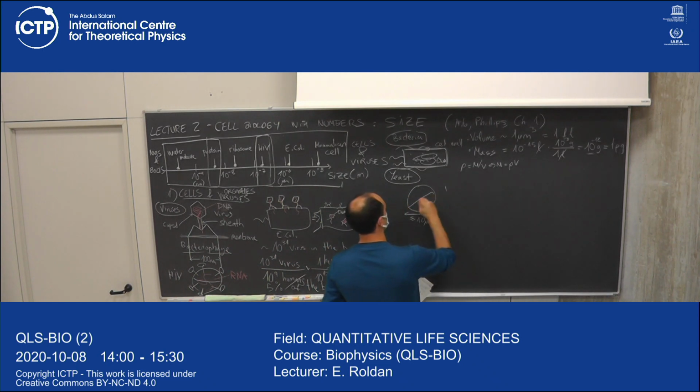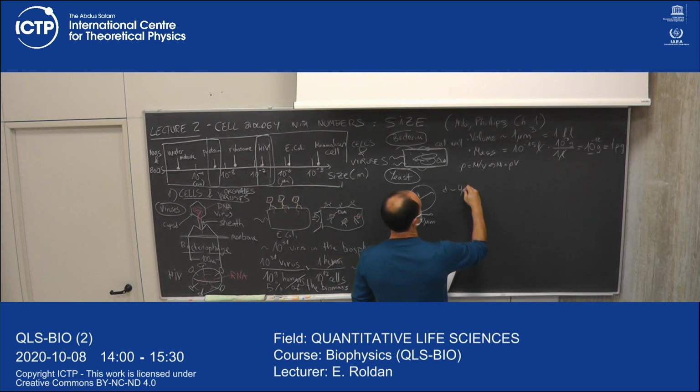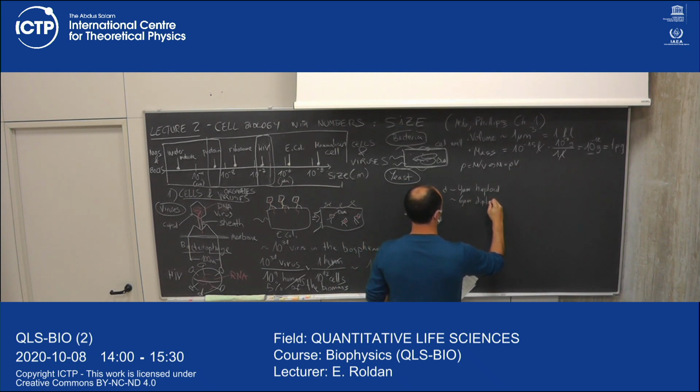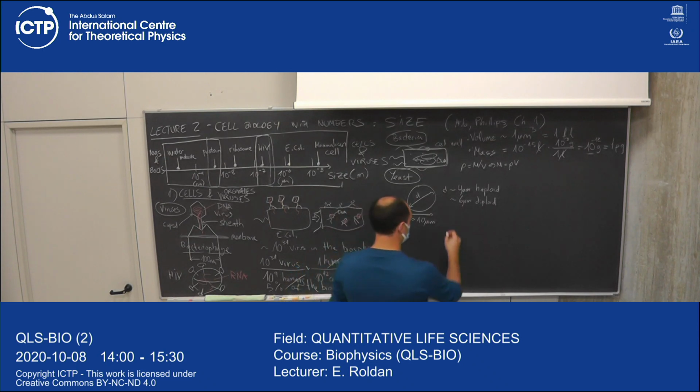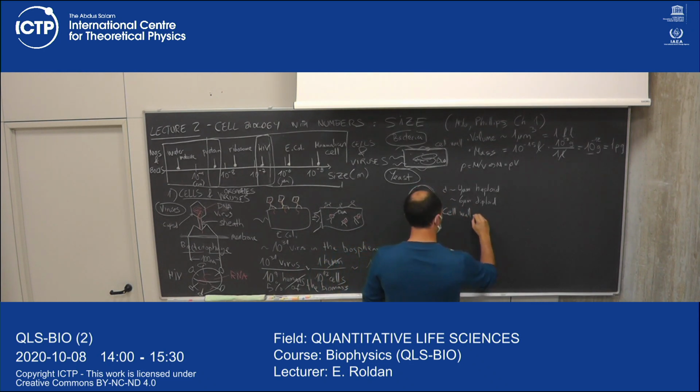So let me call this the D. The diameter is of the order of 4 microns for the haploid, which has 1 copy of chromosomes, and 6 microns for diploid, which has 2 copies of chromosomes. And there's not much more we could say to highlight, maybe that the cell wall is around 10 to 25% of the total mass.